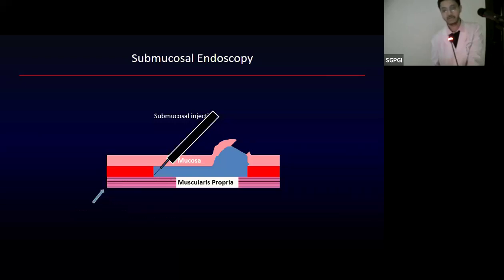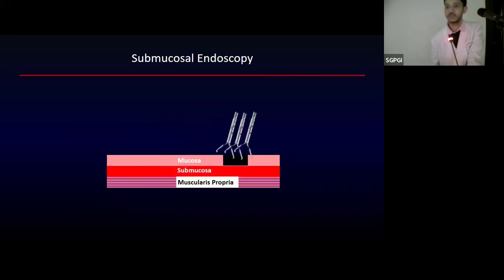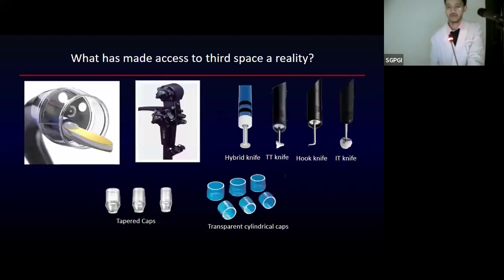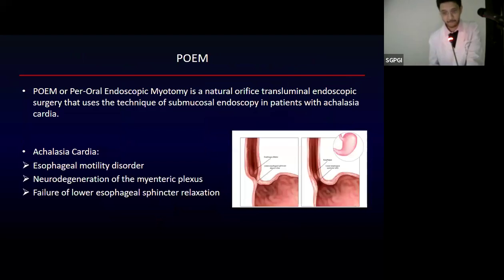Now, submucosal tumors, as we have just seen, can be dissected carefully and removed using the previously created incision without the need of any more incisions. Having done these procedures, the residual defect is eventually closed using clips. So what has made access to this third space a reality is the development of high definition endoscopes, various knives and specific caps.